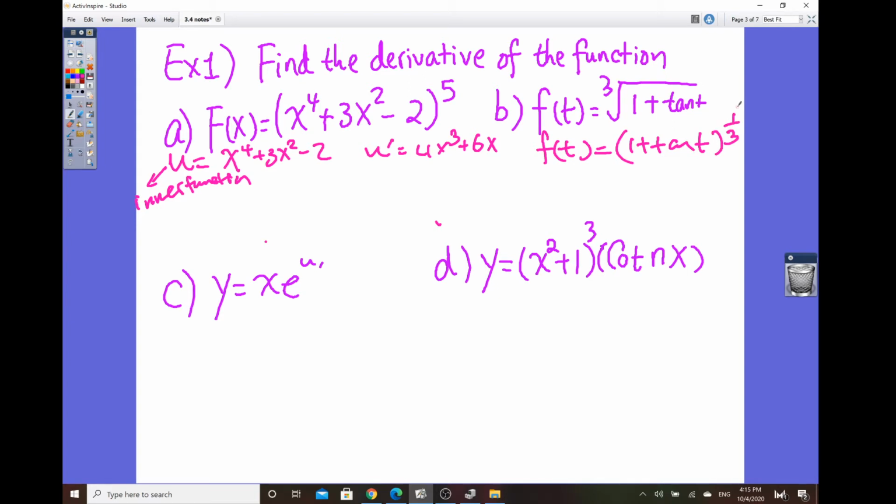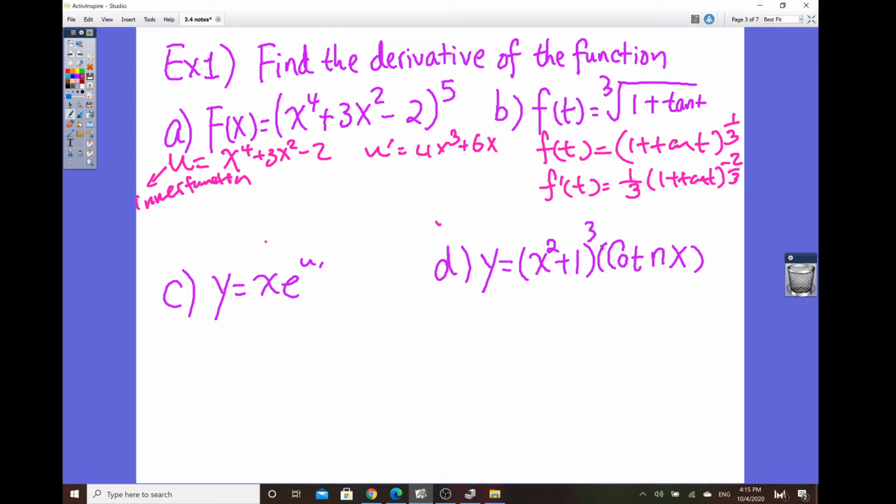We know that the outer function is the quantity to the power of 1/3. So start off with the outer function derivative: bring down the power, and then 1 plus tangent of t, we don't change that because that's just the quantity. To the power, using the power rule, 1/3 minus 1, so it's negative 2/3.